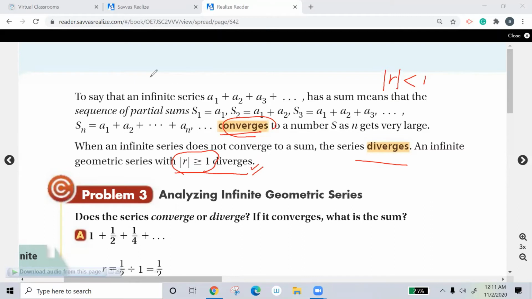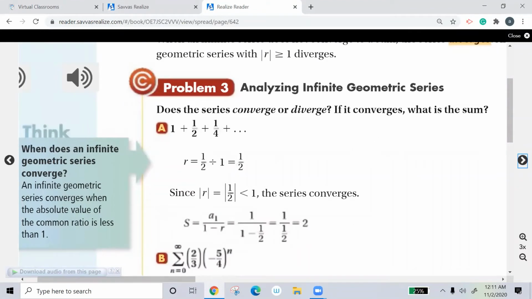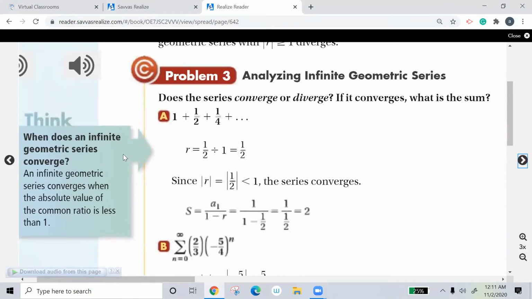Okay, let's start problem number 3. Analyzing infinite geometric series. The question is, does the series converge or diverge? If it converges, what is the sum? Okay, first thing. When does an infinite geometric series converge? An infinite geometric series converges when the absolute value of the common ratio is less than 1. So from letter A, let's see.